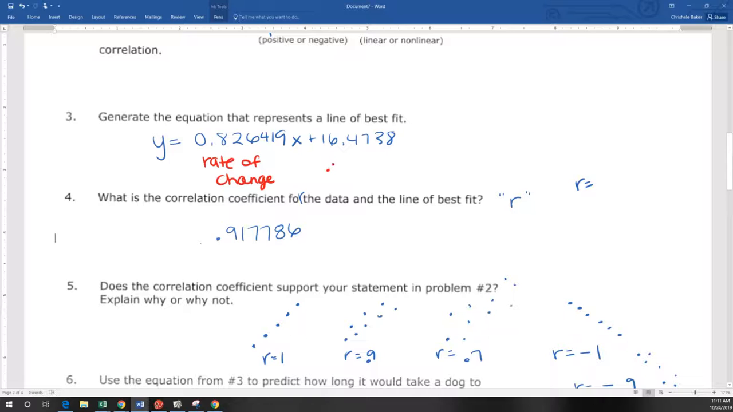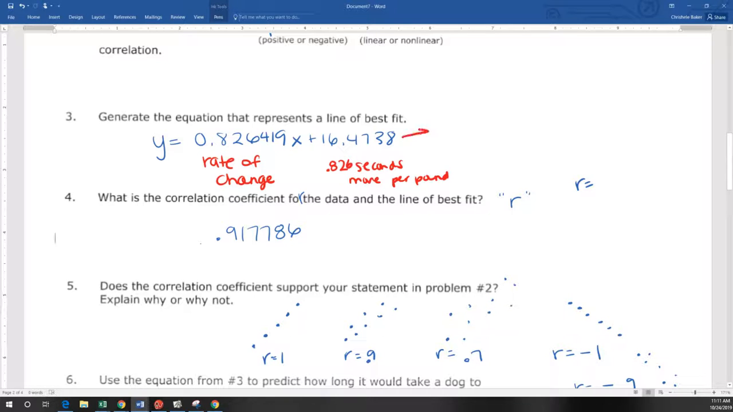So it's going to take them 0.82 seconds more per pound, or 0.83, I guess, if you're rounding. But I mean, close to a second for every pound that the dog weighs. So for every time you go up in a pound, it's going to add almost a second on.